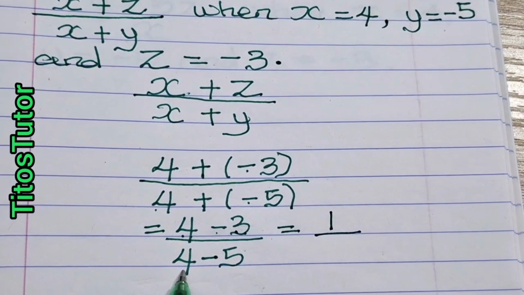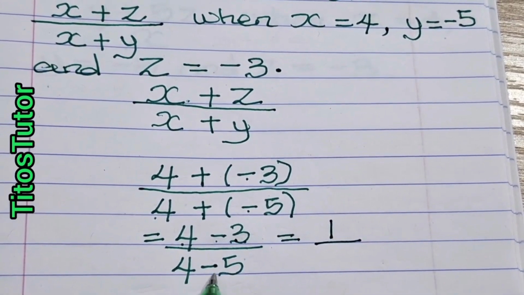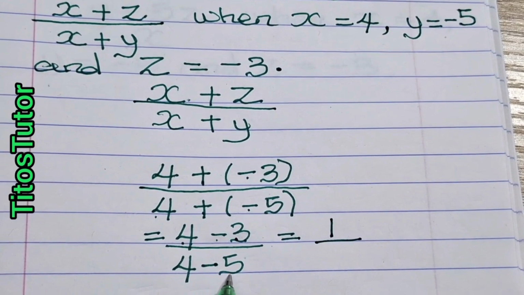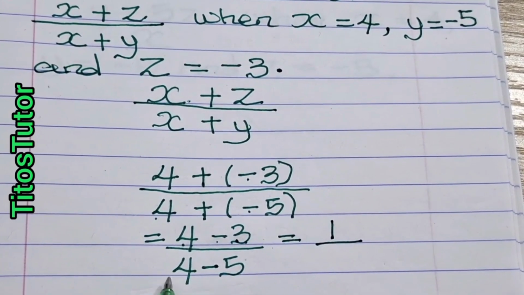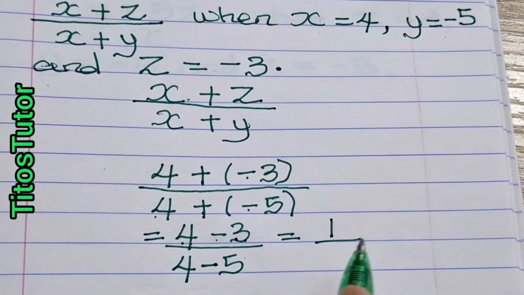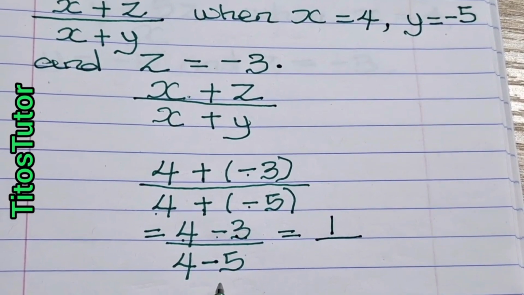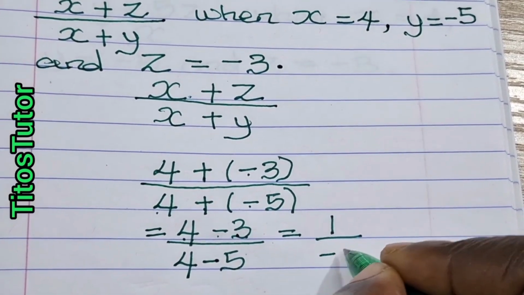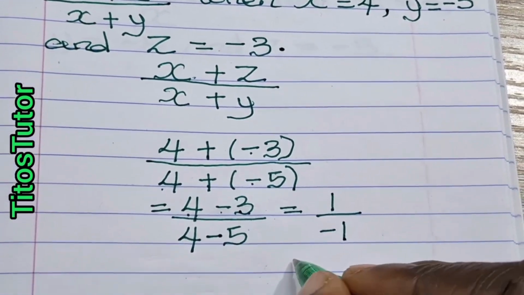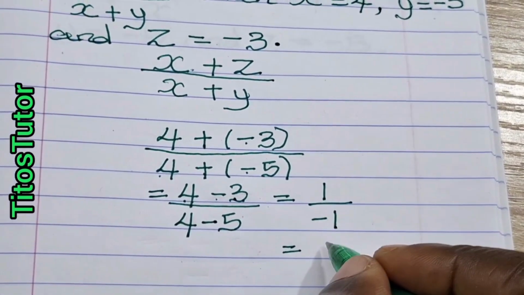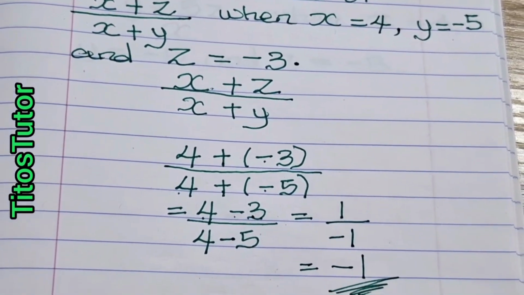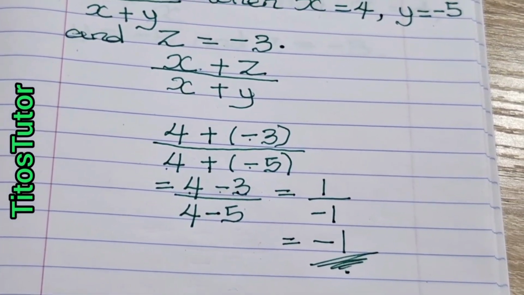So see, my denominator is 4 minus 5. 4 is positive, 5 is negative. So I'm going to subtract. 5 minus 4 is 1, but my answer is going to take the sign of the bigger number, and 5 is bigger and 5 is negative, so it will be -1. So final answer, 1 over -1 is -1, and you are done.